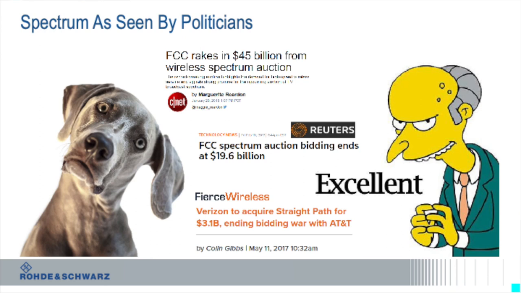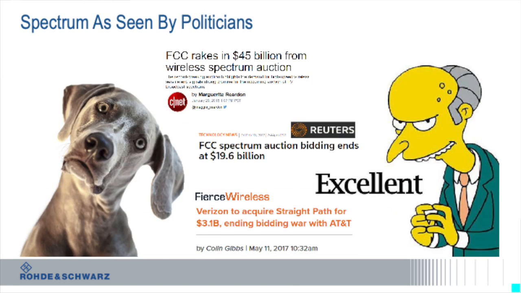Okay, and this is kind of a funny one: politicians like the spectrum because they charge lots of money for it. If you've seen a lot of the spectrum auctions they've had over the last 20, 30 years, they're selling spectrum licenses to Sprint, Verizon, AT&T for tens of billions of dollars. So lots of money.